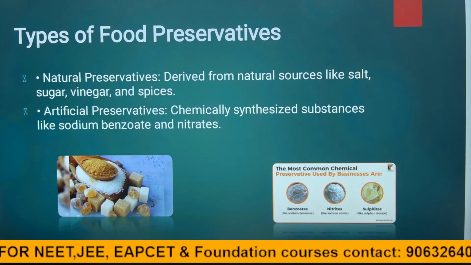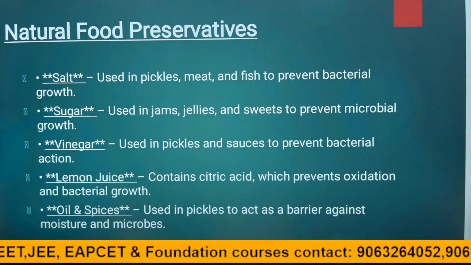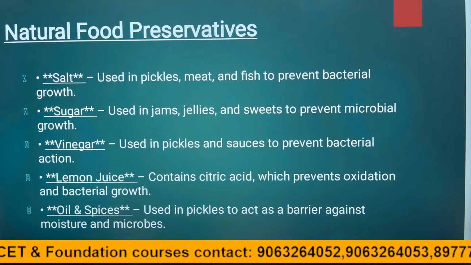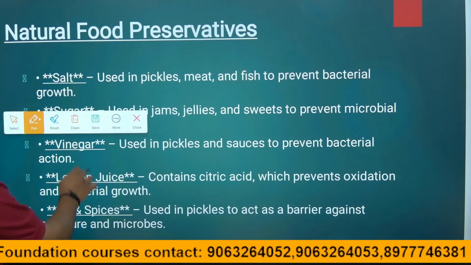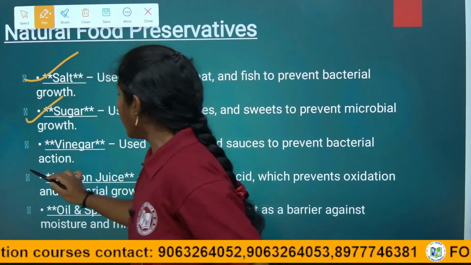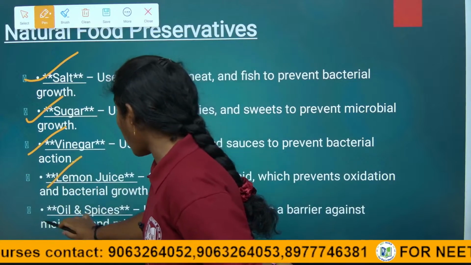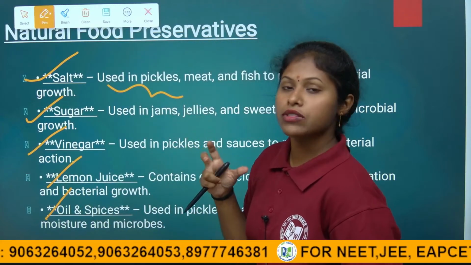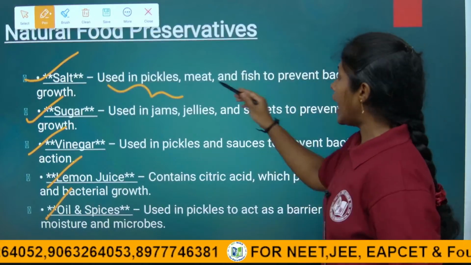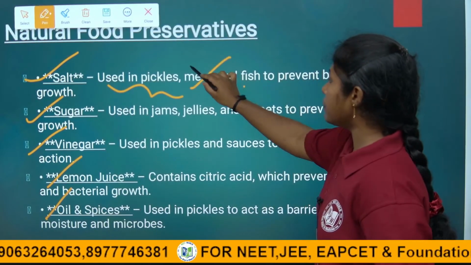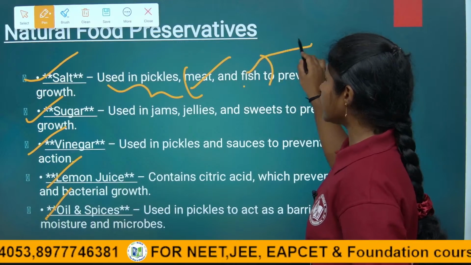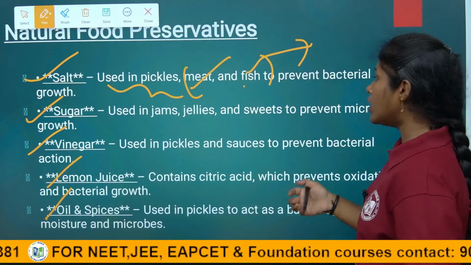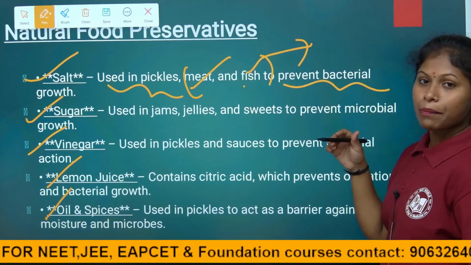So let's discuss the natural food preservatives first. What are we going to use in the natural preservation methods? We mostly use salt, sugar, vinegar, lemon juice, oil and spices. Salt is mostly used in pickles, which is why pickles are salty, and in meat, especially fishes. When you are preserving fish, you first use salt, which prevents bacterial growth.